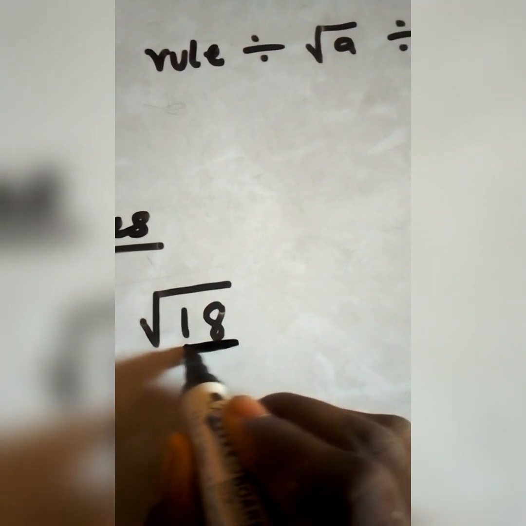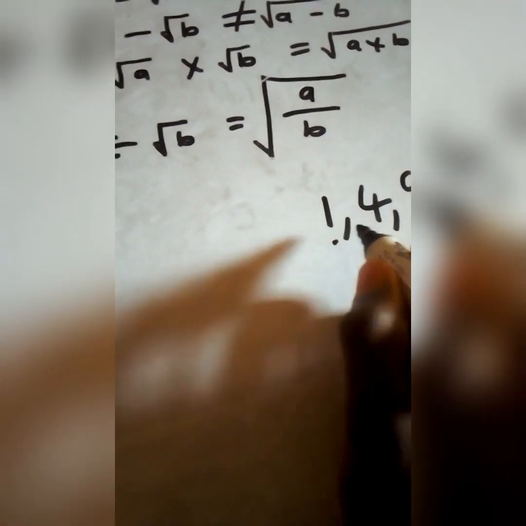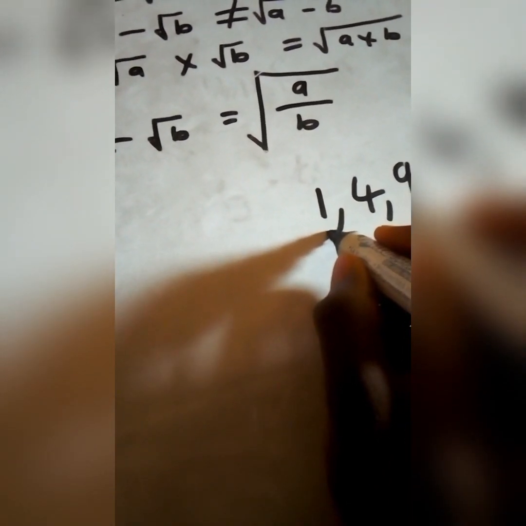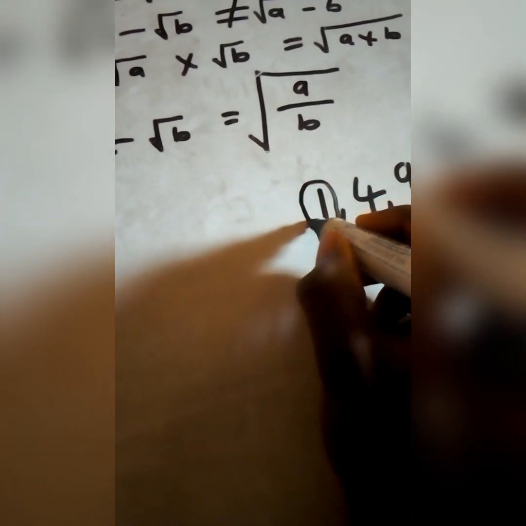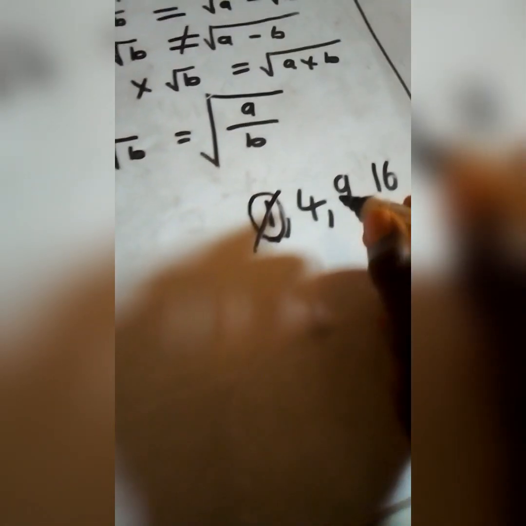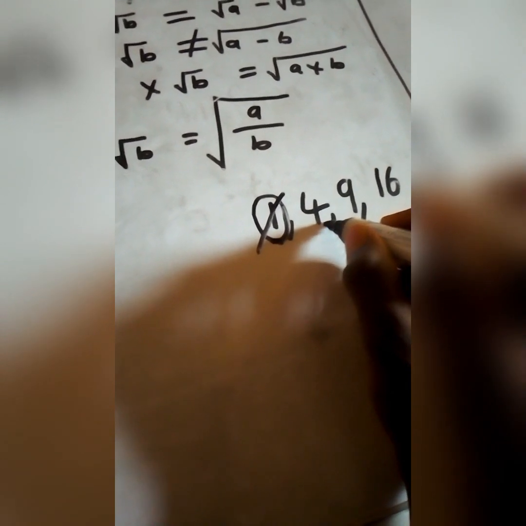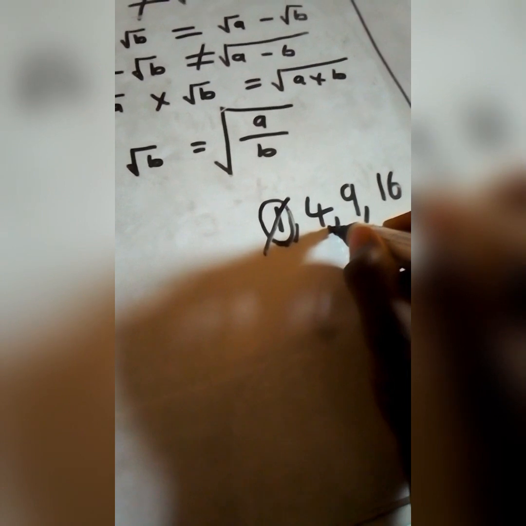They gave us 18. Let's start checking which one can go with 18. 18 divided by 1 will give us 18, so it doesn't change anything. Generally we don't use 1 because 1 is a factor of all numbers. Let's check 18 divided by 4. Can it go? No, because 4 times 4 is 16 and 4 times 5 is 20, so 4 is not a factor of 18.